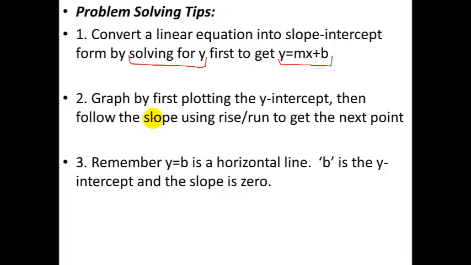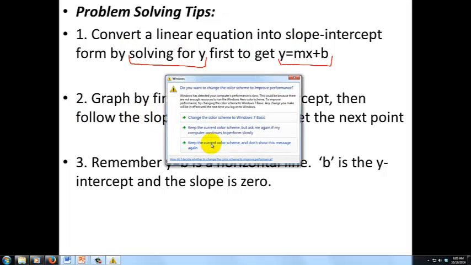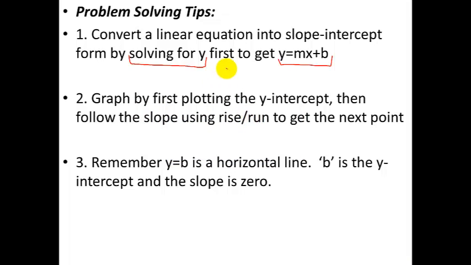Okay, second tip, when you're graphing these kinds of slope-intercept lines, the easiest way to start is on the y-intercept. So first, plot the y-intercept. Then you can follow the slope using rise and run to get the next point and the next point and the next point. Once you've made a couple of points, you can draw a line through them. I really, really highly recommend this form as the number one form for graphing specifically because of this. Plot the y-intercept, that's easy, and follow rise over run to get the future points, which is also easy. And just remember, y equals b is a horizontal line, and b is the y-intercept.